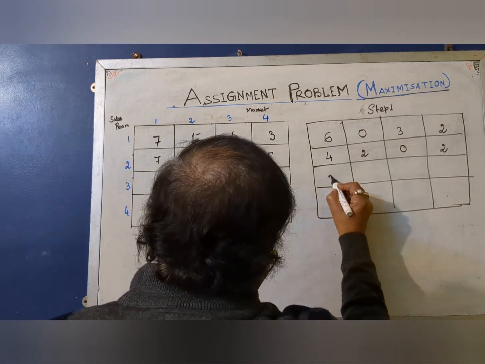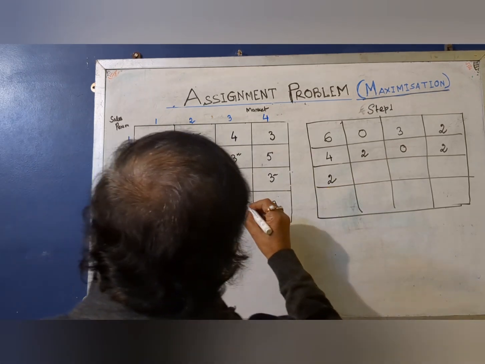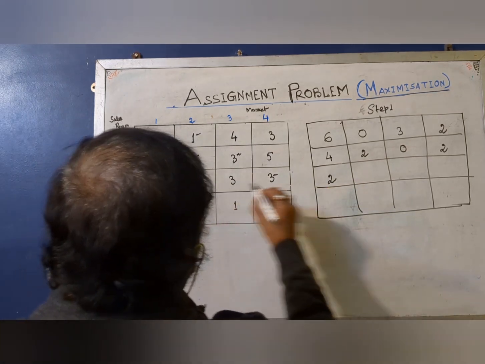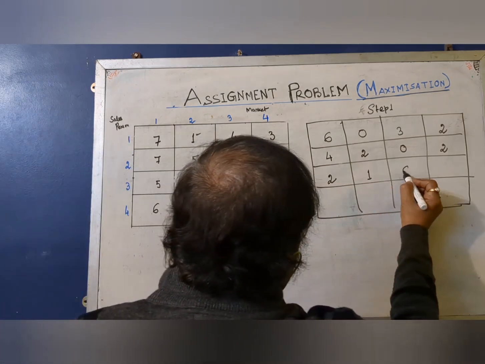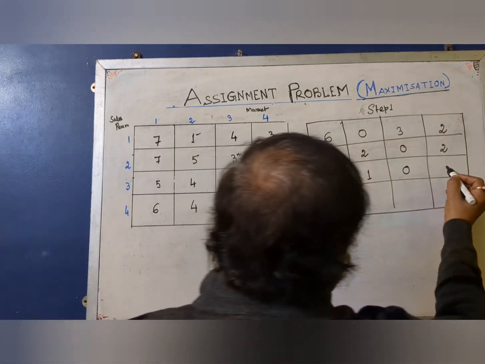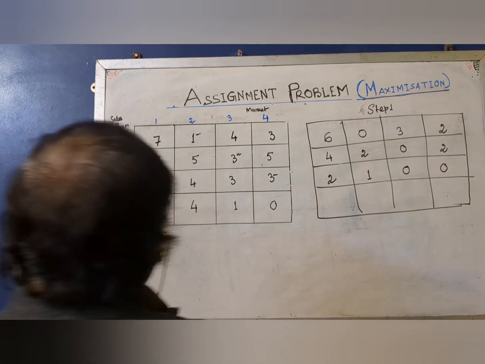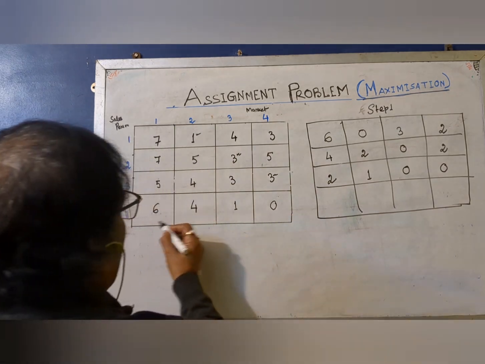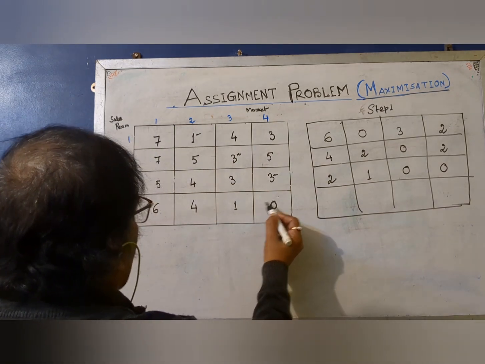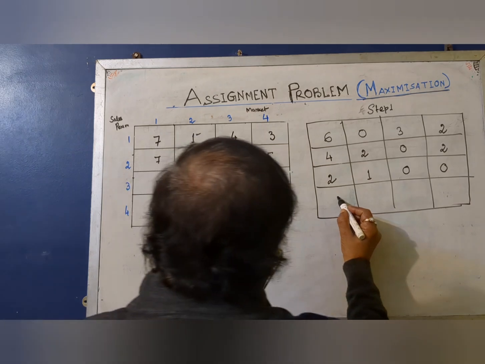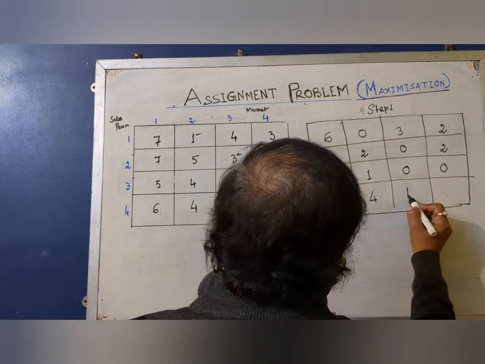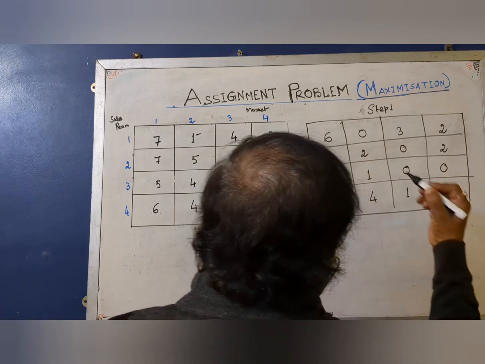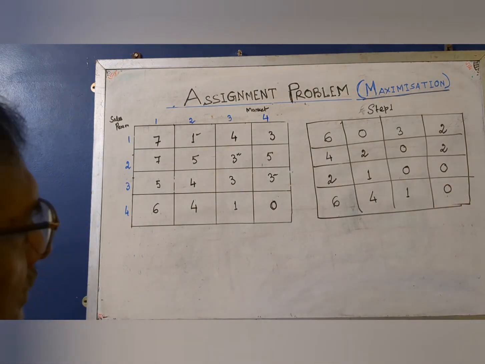5 minus 3 is 2. Then 5 minus 3 is 2. 4 minus 3 is 1. And 3 minus 3 is 0. And 3 minus 3 is 0. For the fourth row, the lowest element is 0. If you subtract 0 from all other elements, it will remain 6, 4, 1, and 0. The first step is over.